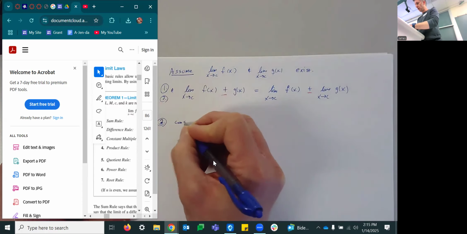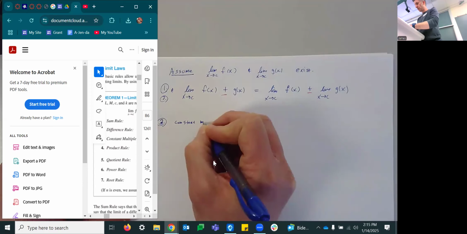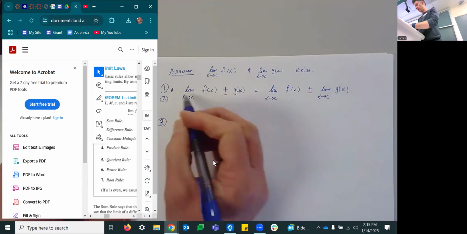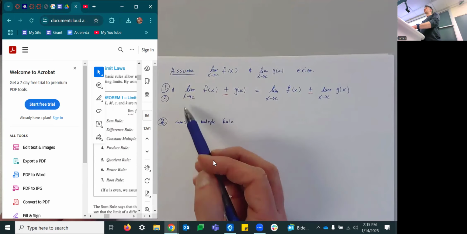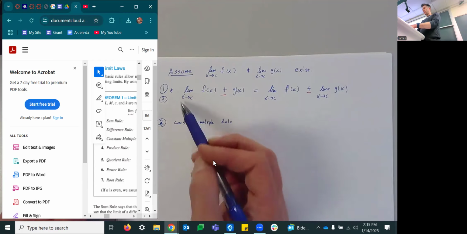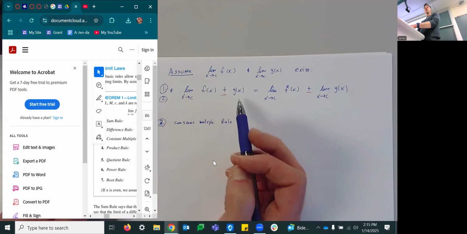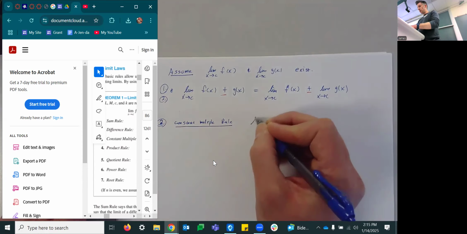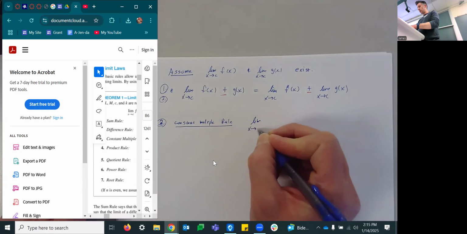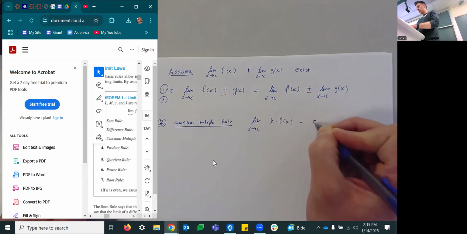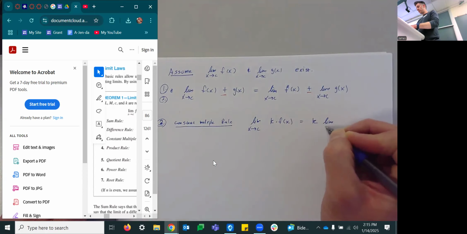So the constant multiple rule. And actually, what I would say about this first rule up here is I would say the limit distributes across addition and subtraction. That's what I'm thinking about. This limit's getting applied to both of those here. The constant multiple rule is a kind of similar idea. The limit as x approaches c of some constant times your function is the constant times the limit.